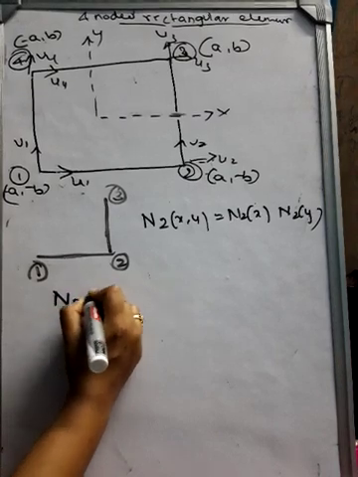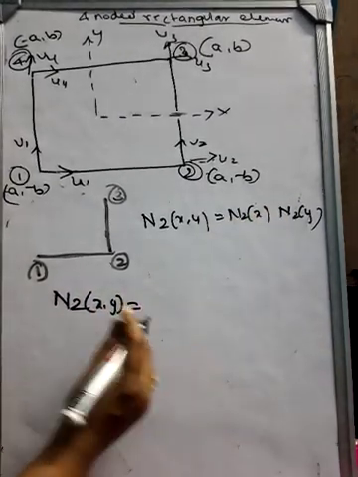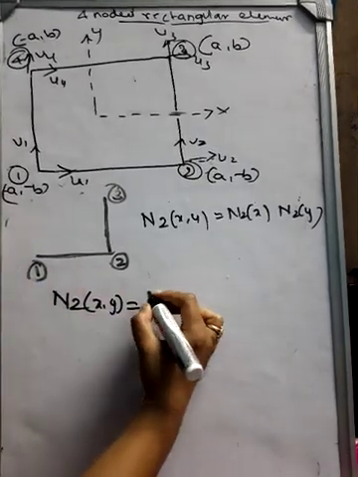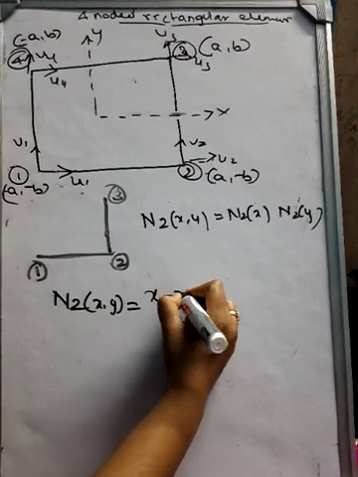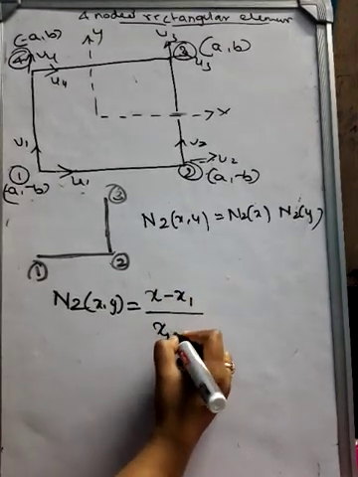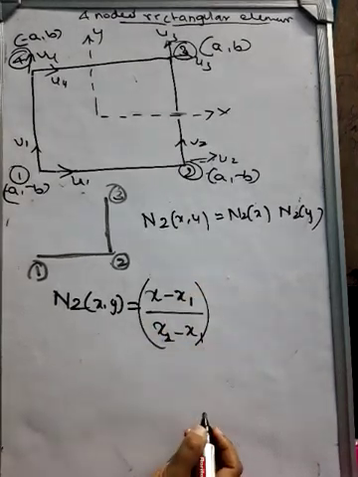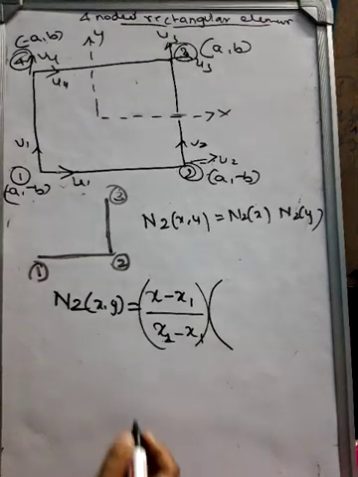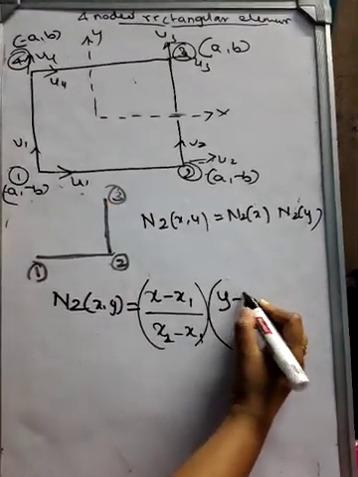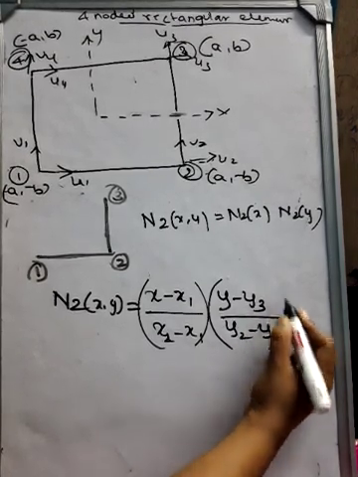Now N2 of x comma y is equal to N2 of x times N2 of y. N2 of x is connected to the first node. That means you will be getting x minus x1 divided by x2 minus x1. This would be N2 of x. Then N2 of y is connected to the third node here. So we'll be getting y minus y3 divided by y2 minus y3.